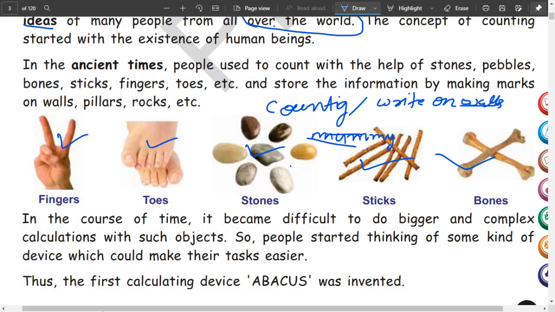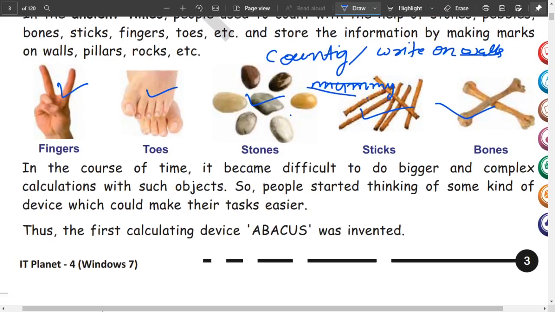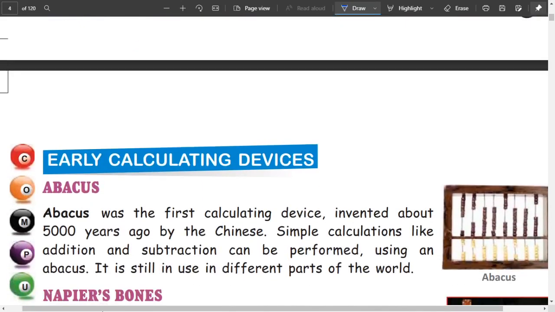So next. Because of time, it became difficult to do bigger and complex calculations with such objects. By using these objects, you can count up to 50, 100, 1,000, but you can't count up to 10 crore. So people started thinking about some kind of device which could make it easier. So the first calculating device, the abacus, was invented. What was abacus? Let me show you.